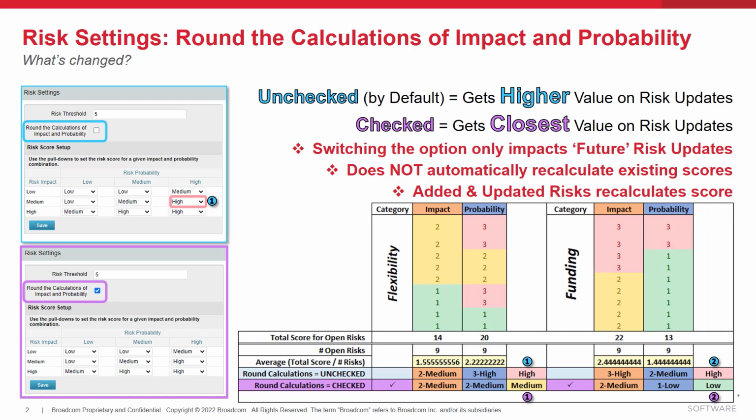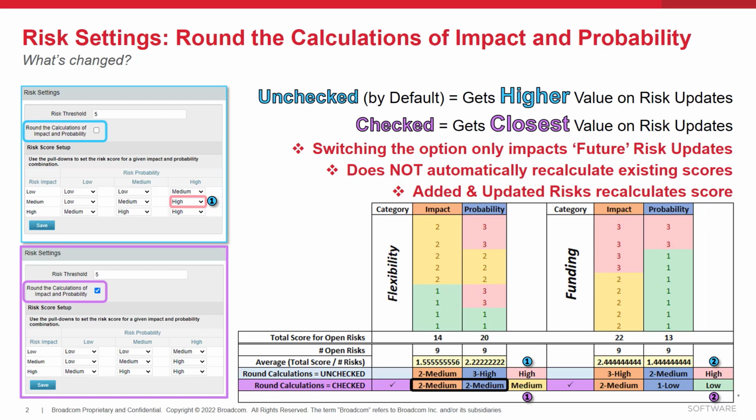Now, if the administrator checks the option to round the calculation of impact and probability, the user will have to update some field on at least one detailed risk in the flexibility category. After the record is updated, the impact average of 1.5 is still mapped to medium because the value is over 1.5, and by using the rounding method, this is the closest value.